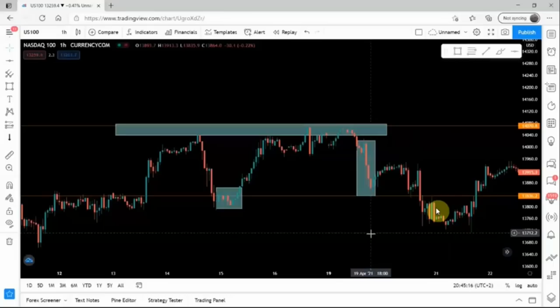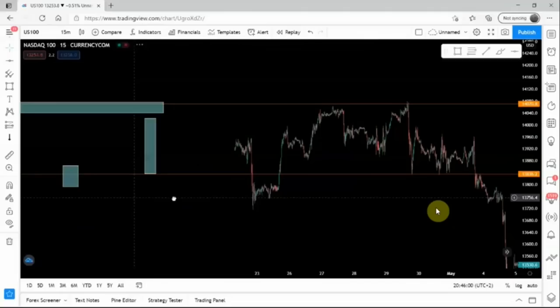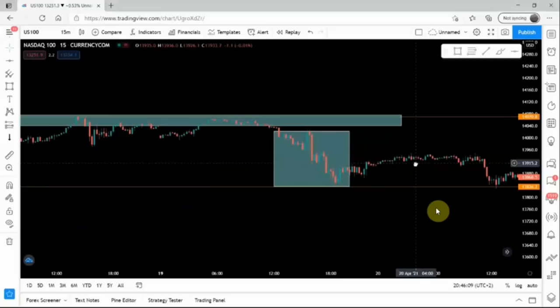Waiting for the confirmation. Where's the confirmation? Breakout and a retest. Why breakout and a retest? Let's go to a lower time frame. Now, what is this showing you? Remember, that was one big down candle. What is it showing you now?